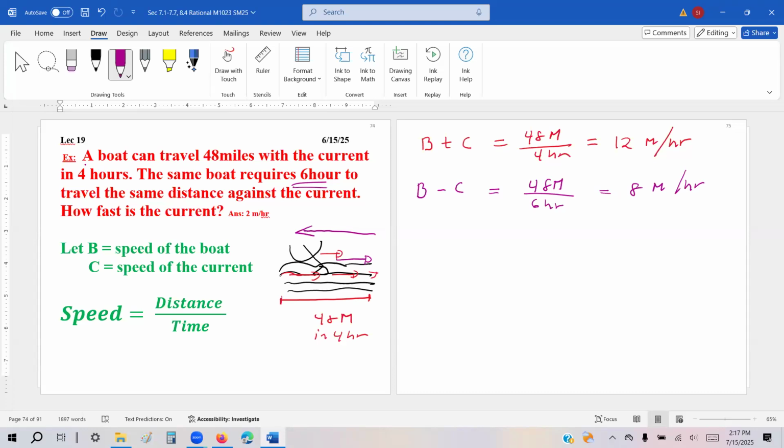Now I have a question. Why did I not write C minus B? C is the speed of the current, B is the speed of the boat. Current is acting against the speed of the boat, not the other way around. True. And you can also think as, obviously boat has higher speed than current, right? Yeah.